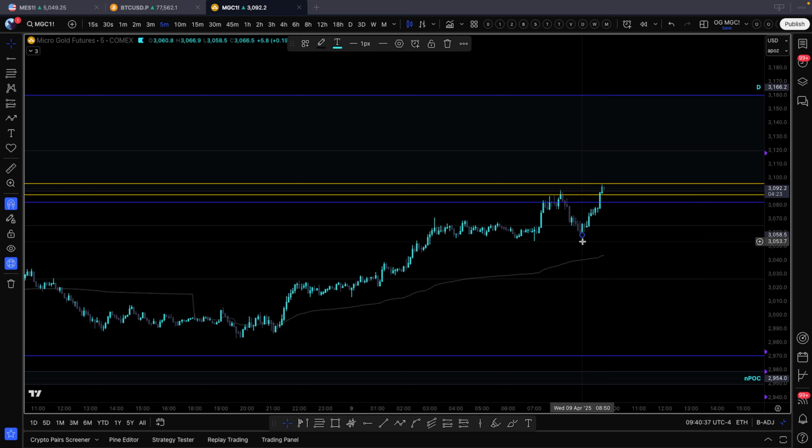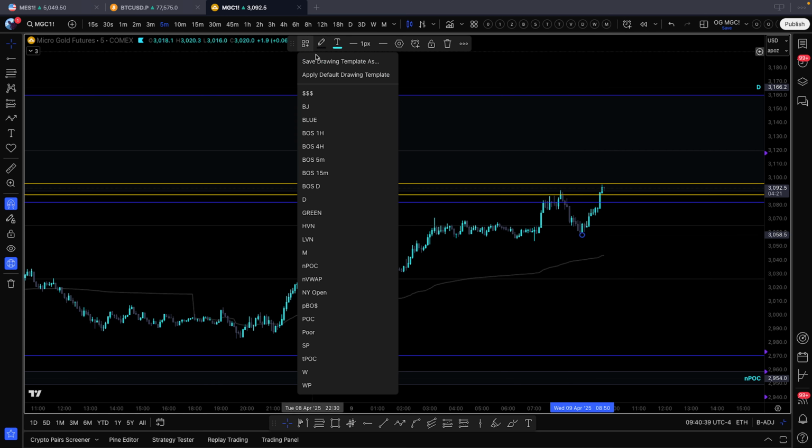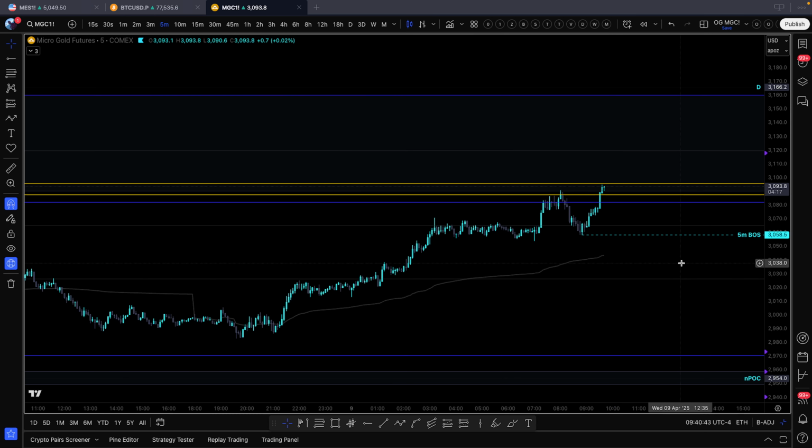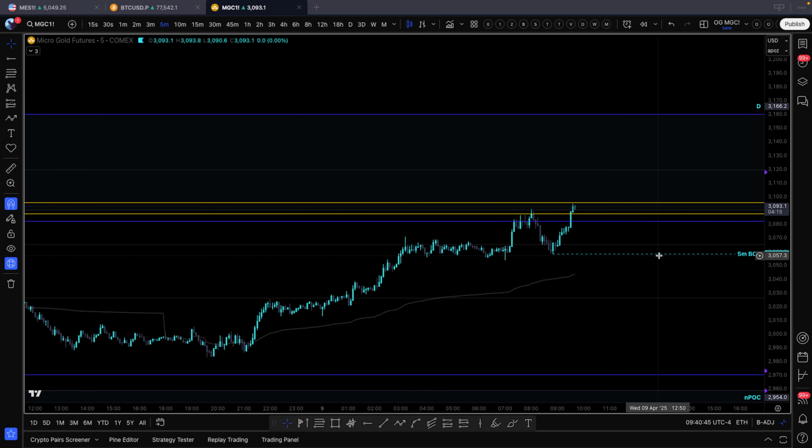Let's go ahead and put that there real quick. So this is going to be the potential break of structure. However, I would like it to break this structure. Maybe come up to the 786 and then have a nice break.